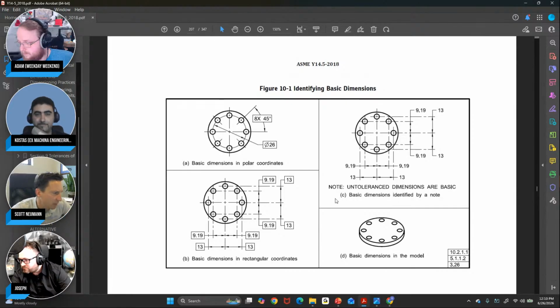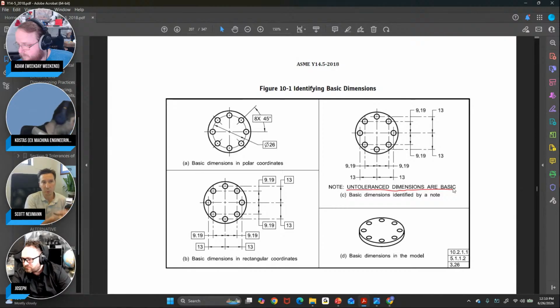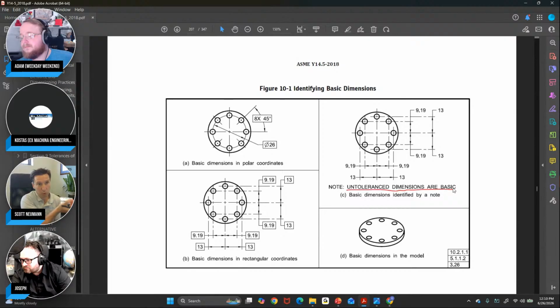I would point this one out too. You don't always have to put boxes around them. This is a note that we'll sometimes put in the corner of the drawing: untolerance dimensions are basic. So if I didn't put a plus minus on it, then it's considered to be a basic dimension per this note that you put on. And some people like that because then it just doesn't get all cluttery.